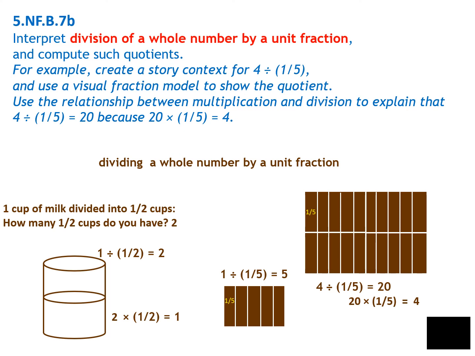A simpler visual fraction model for this might be to take 1 unit. How many 1/5 are there in 1 unit? Well, of course, there are 5. If there are 5 1/5 in 1 unit, how many must we have if we have 4 units?